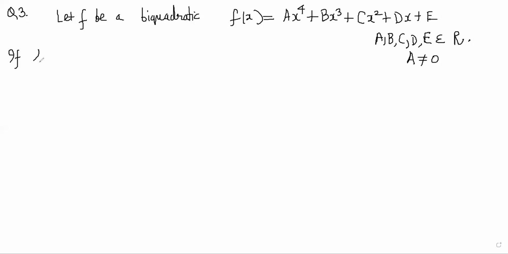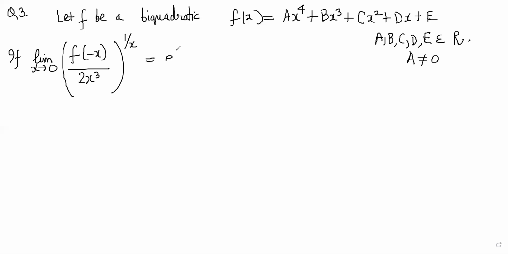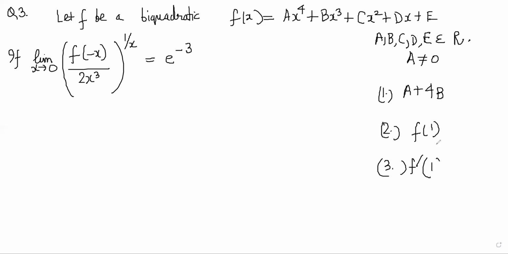He's saying if the limit as x tends to 0 of (1 plus f of x by 2x cube) to the power 1 by x is equal to e power minus 3, then you have to find these things. What is the value of a plus 4b? Second, what is f of 1? And third is f dash 1. Try it. This is a typical limits question.